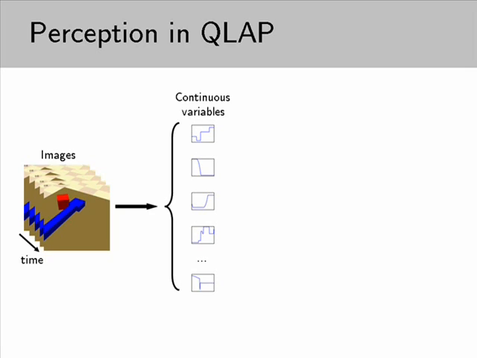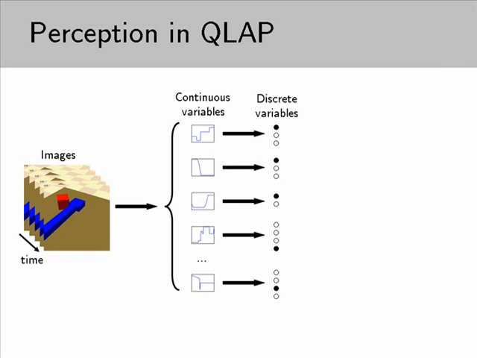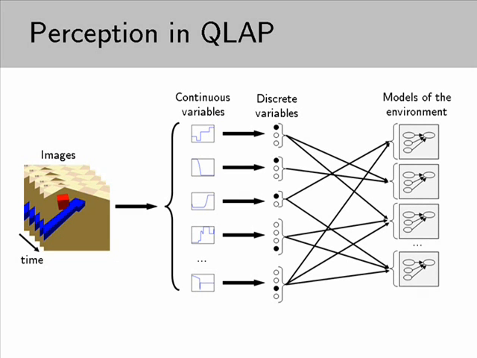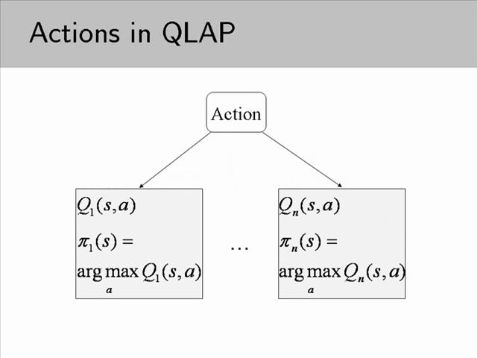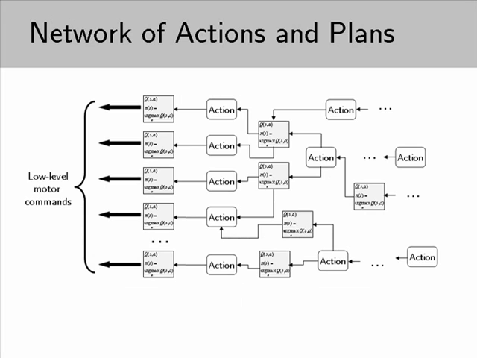So QLAP begins with a set of continuous variables that come in. From these continuous variables, QLAP discretizes them. From these discretizations, QLAP can make models, and then from the models, QLAP can find new discretizations. The models then are converted into plans. The plans are different ways to perform actions, and then the agent can put these all together into a plan and action network that represents its knowledge.